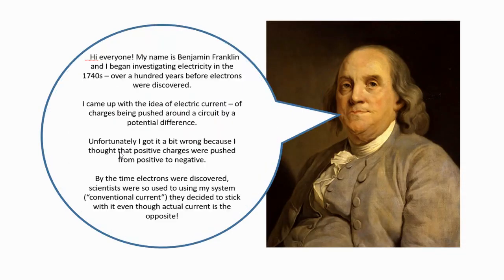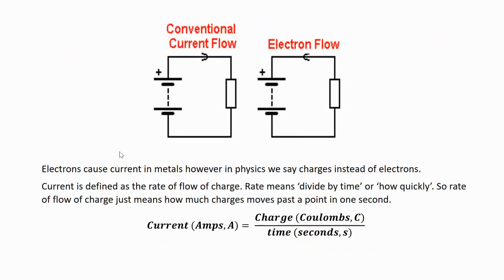So let's summarize that information. Okay, electrons cause current in metals. However, actually in physics, we say charges rather than electrons.